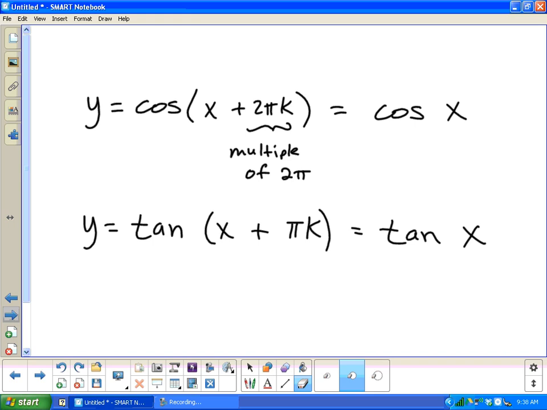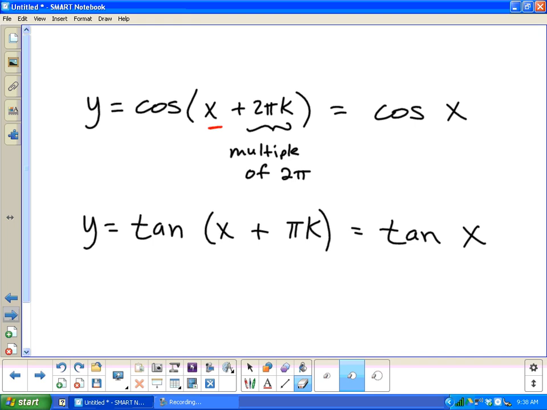Okay, so what happened when I added 2 pi? I just went all the way around the circle, didn't I? Okay, what if I had 4 pi? It would just go all the way around the circle 2 times, and it would be back where it started. So if I take my angle and I add a multiple of 2 pi, this is what cosine and all the ones that have a period of 2 pi do. It's just the same thing as the cosine of the angle.